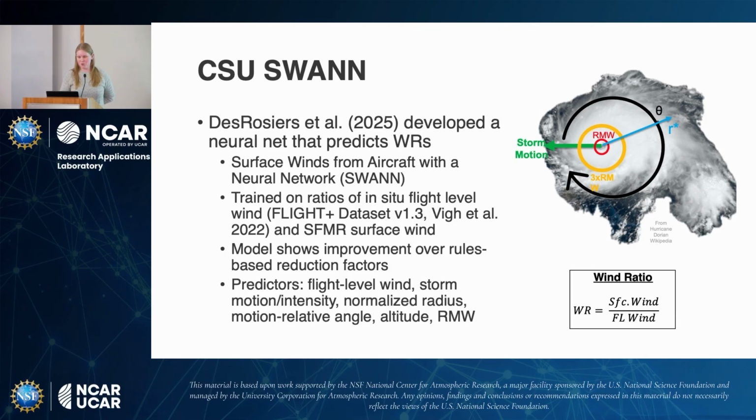There's the normalized radius. Basically, you take your radius and normalize it by the radius of maximum wind, as well as motion relative angle. So if your storm's moving westward, you provide it the angle with respect to that motion vector, as well as the altitude of the aircraft, RMW.